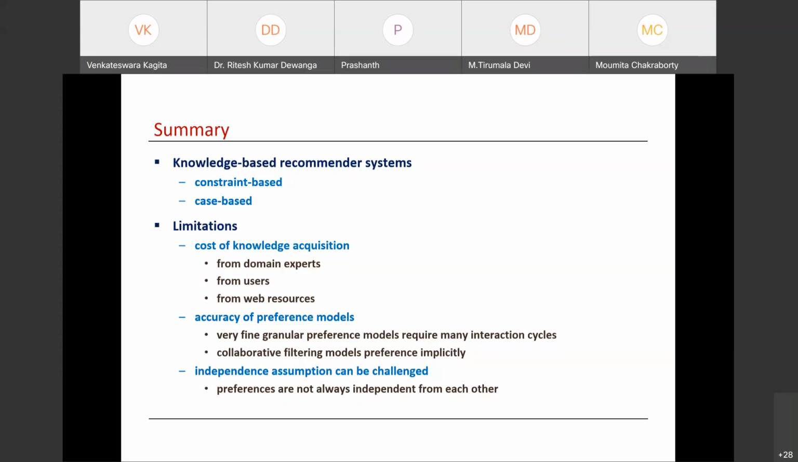Whereas if you take collaborative filtering models, they implicitly define the preferences and automatically learn the preferences. You need not ask the user explicitly. And the independence assumptions can be challenged. For example, preferences are not always independent from each other.